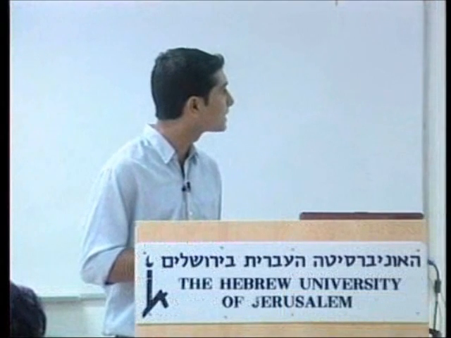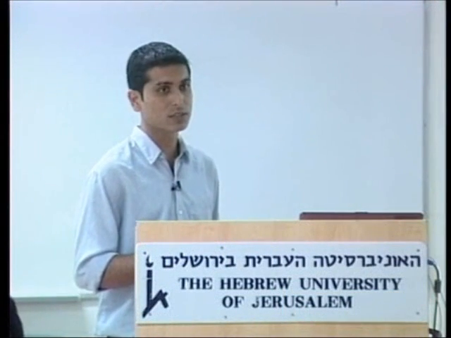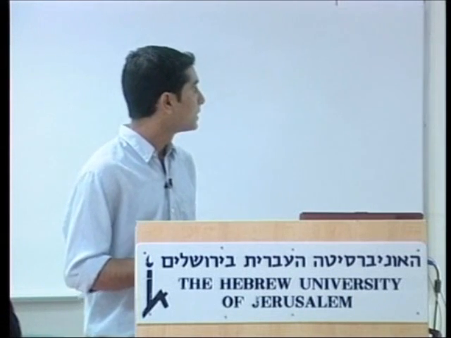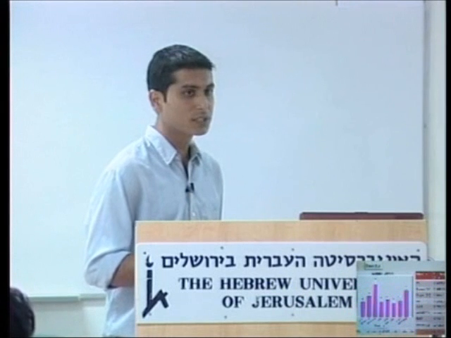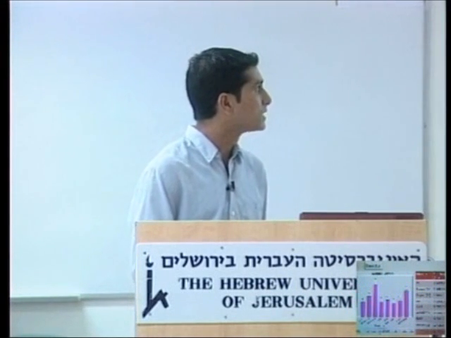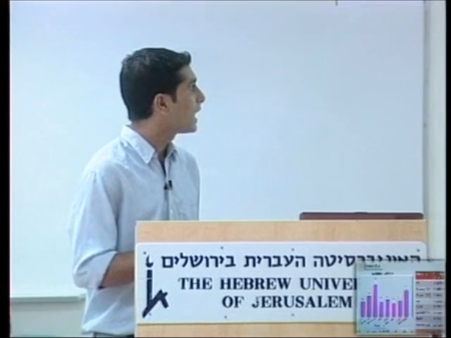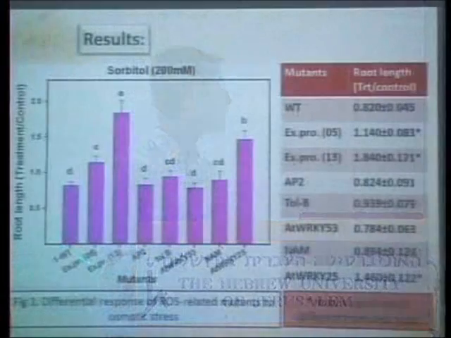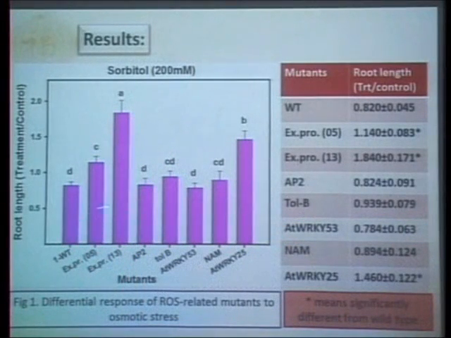So here wild type is itself a little bit sensitive to the supplied osmotic stress, and the mutants of the AP2 transcription factor, Tolby protein related, Rocky53 and NAM, these 4 mutants resemble the wild type in phenotype, whereas the mutants of these 2 expressed proteins and Rocky25 were protecting against the stress because they have enhanced root growth, which means that these 2 genes and this transcription factor are involved in enhancing the sensitivity towards osmotic stress, because in their absence the plants are protected.